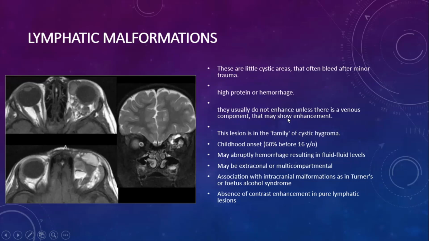It is from the cystic hygroma group, and most commonly they are in childhood. Mostly they are multi-compartmental. Sometimes they may be unicompartmental, which is very rare when compared to lymphatic malformations. They may be associated with Turner syndrome or fetal alcohol syndrome. Absence of enhancement in the contrast study is one of the clinching points to diagnose lymphatic malformations. Sometimes, in trauma or something, these lesions may bleed. Sometimes they may also enhance when they have an internal venous compartment, with some minimal enhancement.